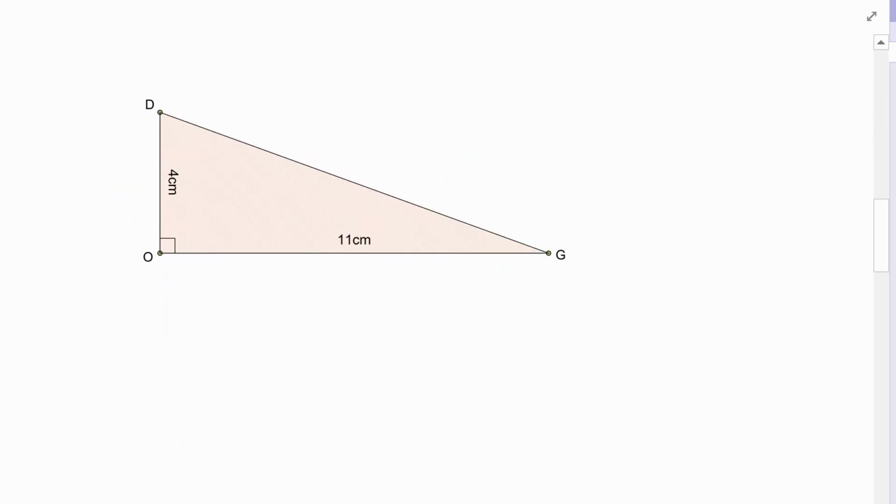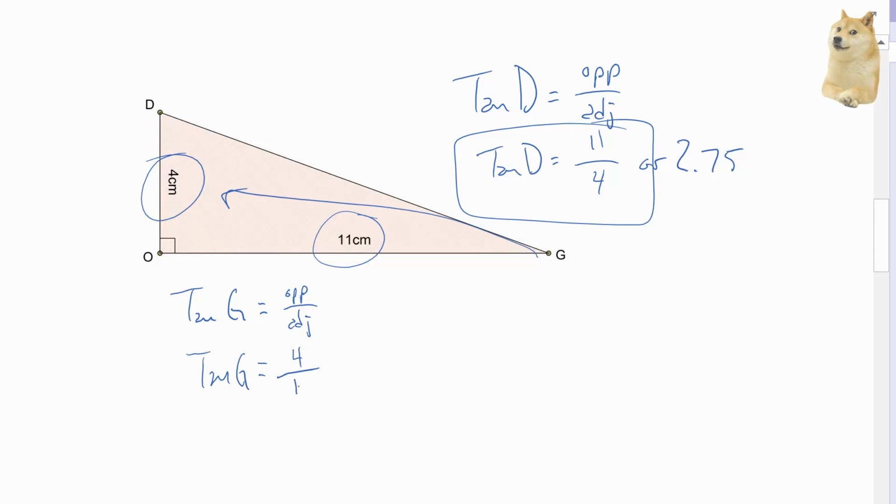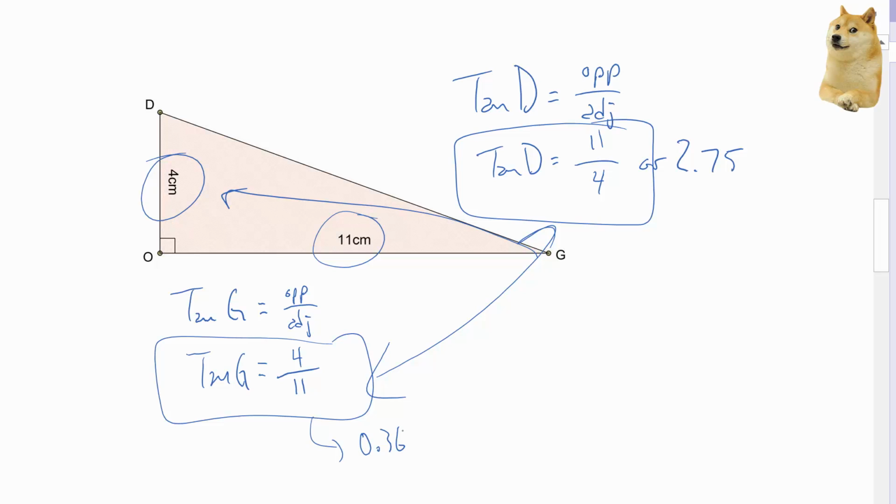Let's look at an example here. Take triangle DOG and find the tangent ratios for the non-right angles. The tangent of angle D is the opposite over the adjacent, which is 11 over 4, which reduces to 2.75. The tangent for angle G is also the opposite over the adjacent, but in this case they're reversed. Opposite from angle G is 4, adjacent is 11, which gives you 0.36 repeating. I prefer the fractions in written form because I don't have to worry about rounding off my decimals.